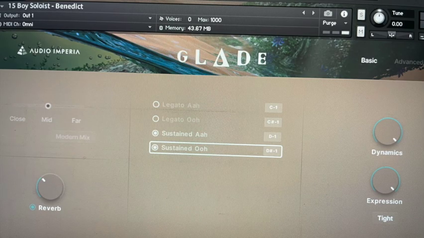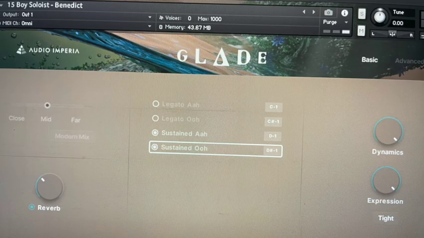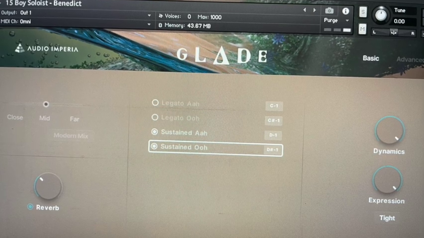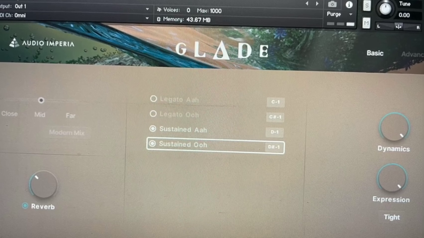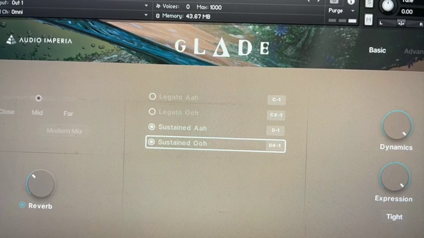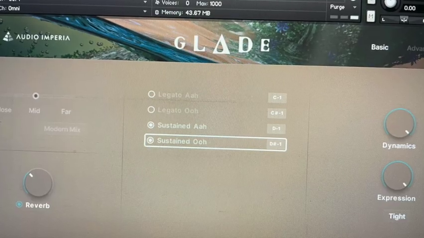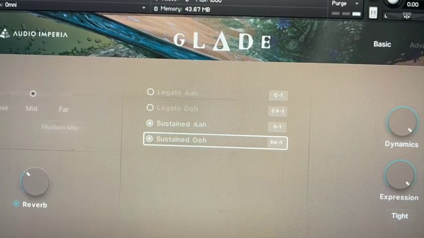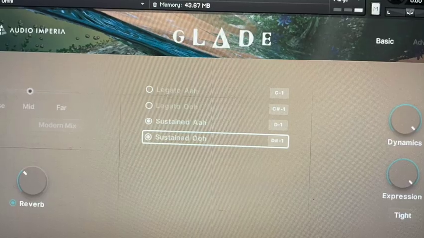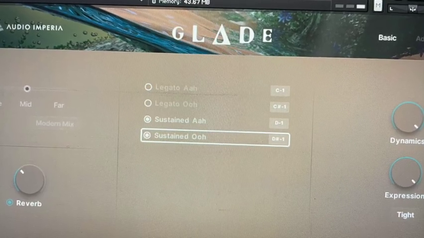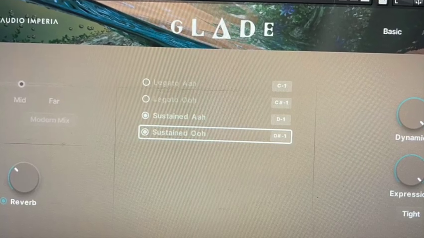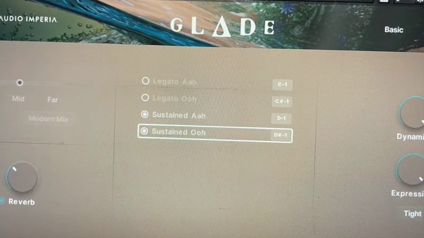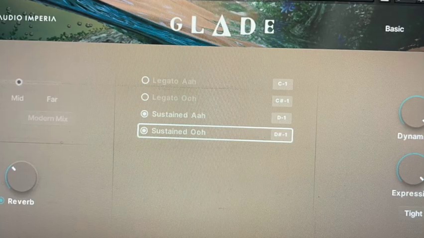Now let's listen to these. Now, the legato is so good, right?